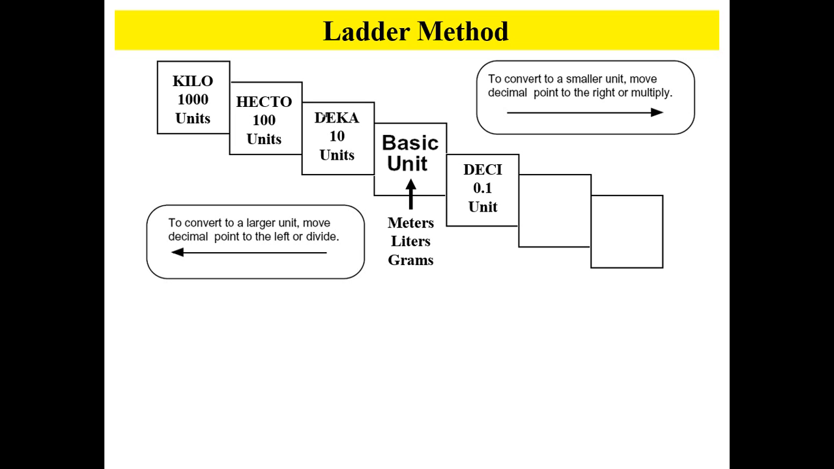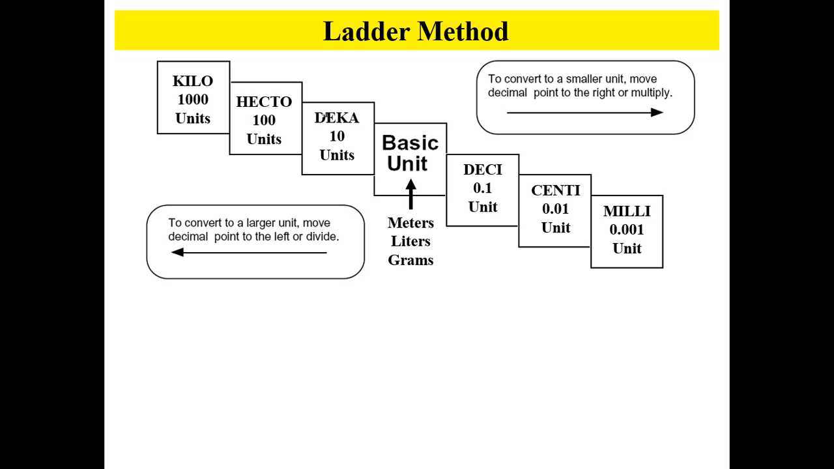Once we get below a base unit, less than a base unit, we have the prefix deci. A deci is worth 1/10 of a base unit. The next step down is centi. Centi is worth 1/100th of a base unit. So a centimeter is 1/100th of a meter. Finally, the lowest step on our ladder is milli. Milli is worth 1/1000th of one base unit.